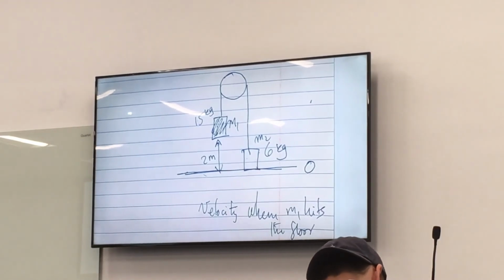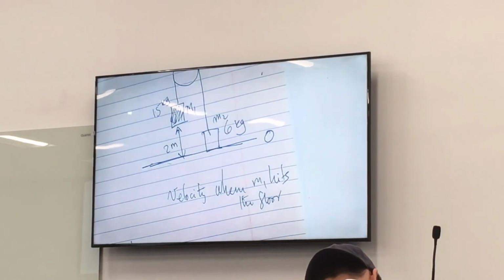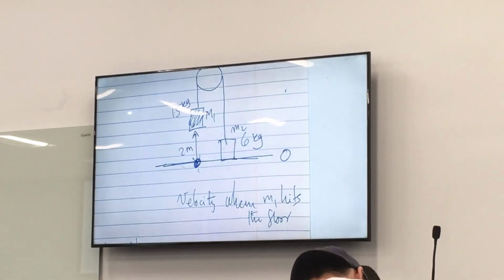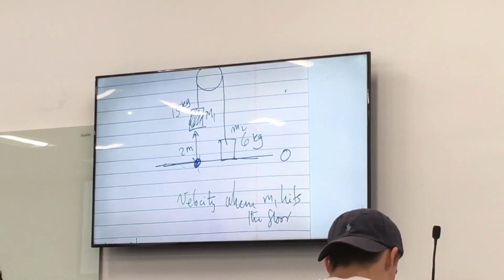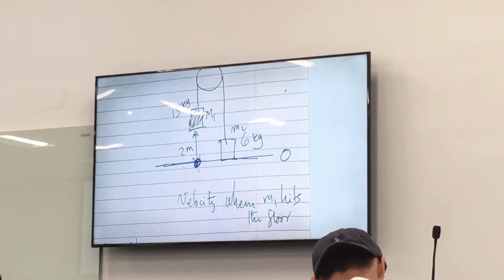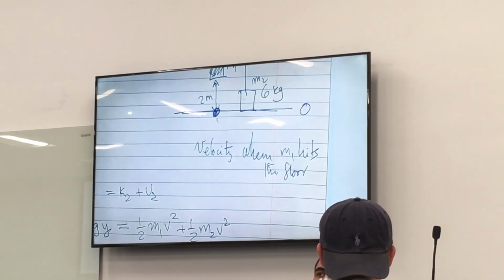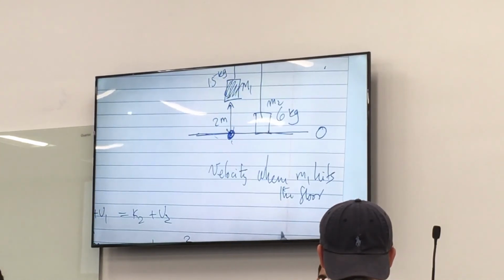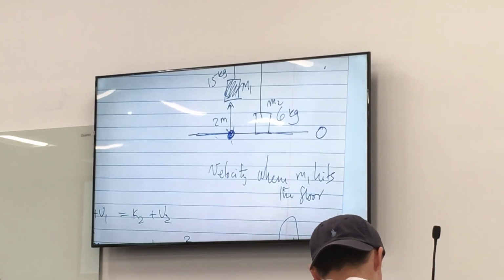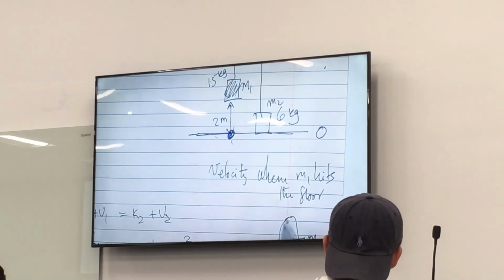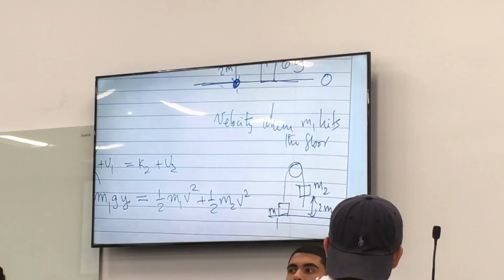Equal to K2. K2 now means that when this object hits the floor, that's when the kinetic energy we're talking about. So that means it is 1/2 m1 v squared plus 1/2 m2 v squared, because the second mass will also be moving with the same velocity. It will be going up, but it will be moving, right? I can draw the second diagram here, maybe. So this will go up by 2 meters, and this is going to be M1, this is going to be M2.